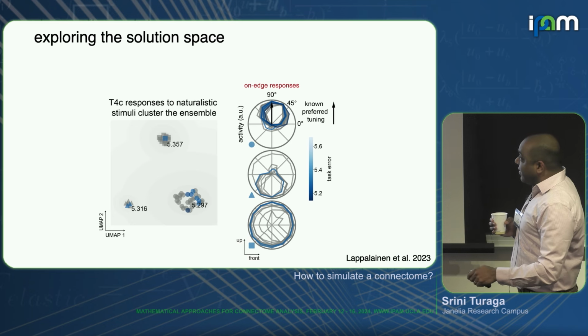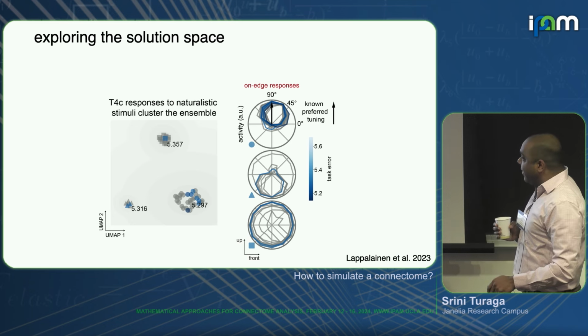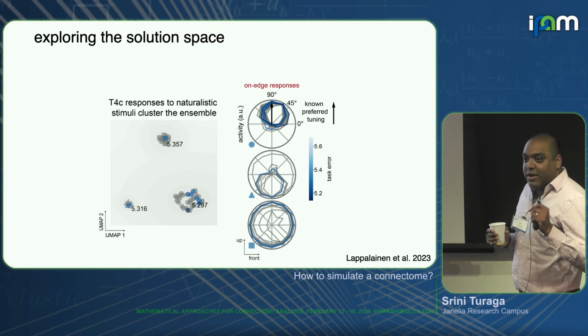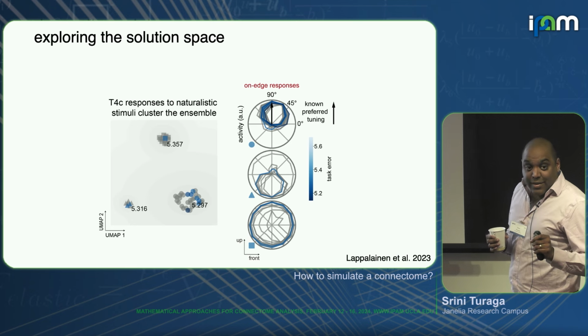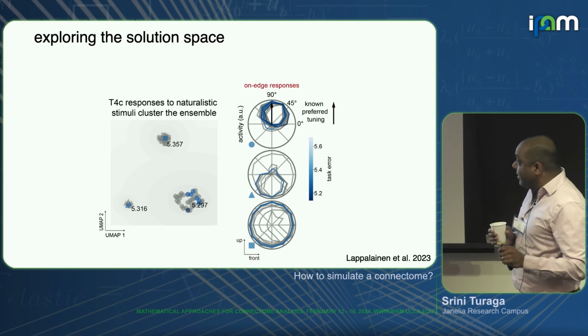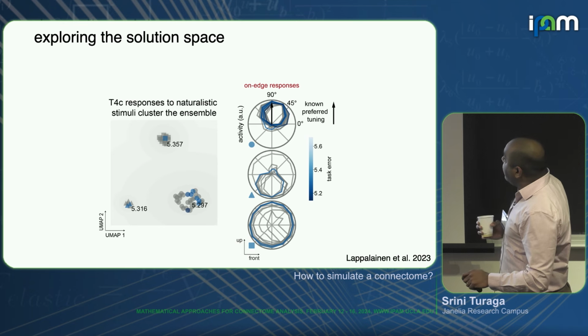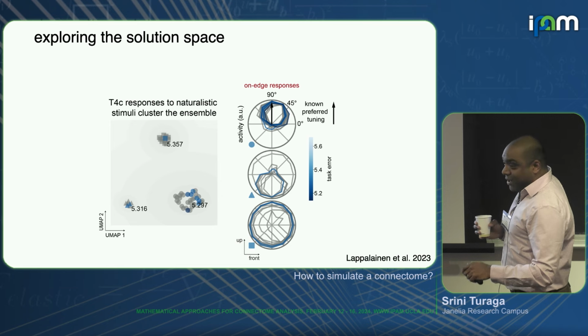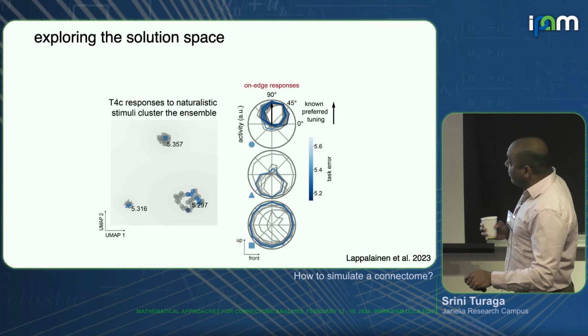And it turns out for T4C, there's three solutions here. And I've color-coded them based on the quality of that model at solving the task. So how well can it compute motion? And it turns out that the best model cluster actually has the correct tuning direction selectivity. And so those are these circles.